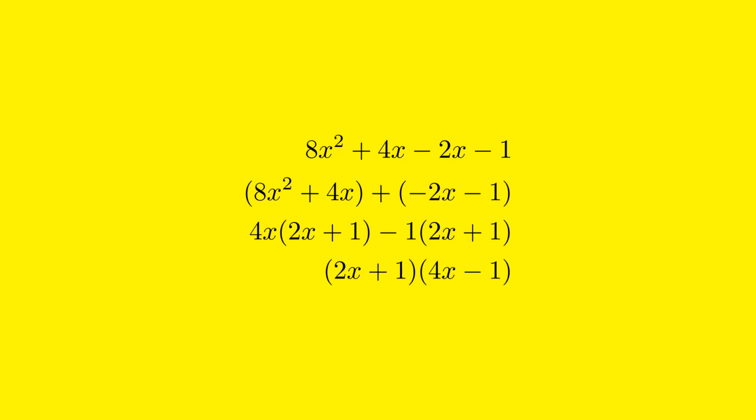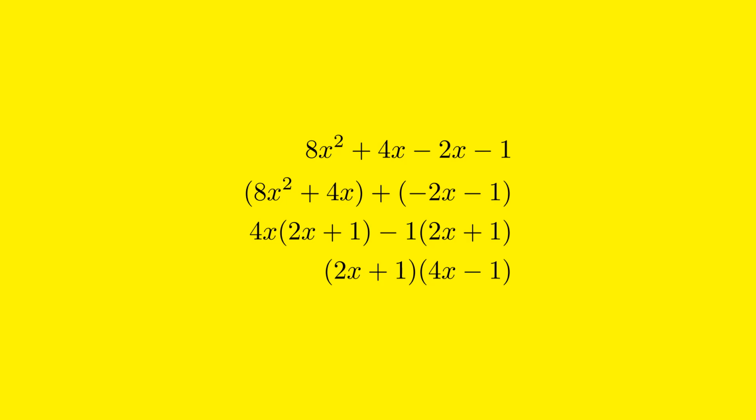From the first group, we factor out 4x, which gives us 4x multiplied by 2x plus 1. From the second group, we factor out minus 1, which gives us minus 1 multiplied by 2x plus 1. Notice that 2x plus 1 is a common factor in both groups. Now, we factor out 2x plus 1 from the entire expression.